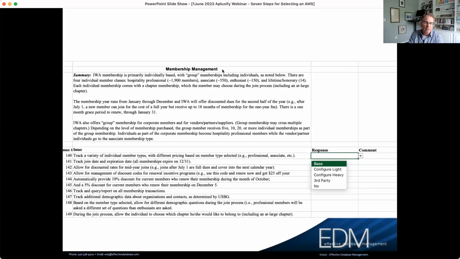So this is kind of the science side of things. I've stuck all the issues in here, and if you see under the response area here, I've got that locked down so that the vendor can only respond in one of 5 ways: base, light configuration, heavy configuration, third-party requirements, or they just can't do it. The answer is no. And when we score the RFPs, we're going to score that based on base being worth 4 points, light config is 3, heavy config is 2, third party is 1, and a no is 0 points. And this is going to allow us to score each of the responses and get a total score. And we'll see what that looks like in a minute.